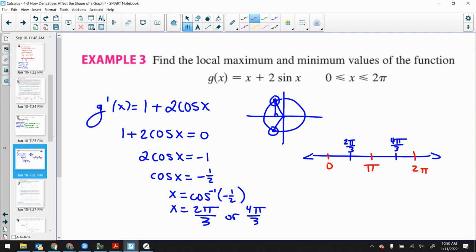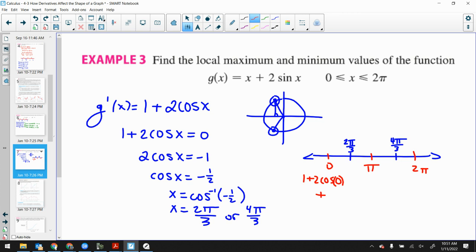Now, I go back to my derivative, right? You've got to remember to go back to the derivative for your increase-decrease test, because you're looking to see what's going on with the slope. Is it positive or is it negative? Positive means increase, negative means decrease. All right, if I plug 0 in, 1 plus 2 times cosine 0. Cosine 0 is 1. So 1 plus 2 times 1 is 3. Do I care about the fact that it's 3? Not in the slightest. I care about the fact that it's positive.